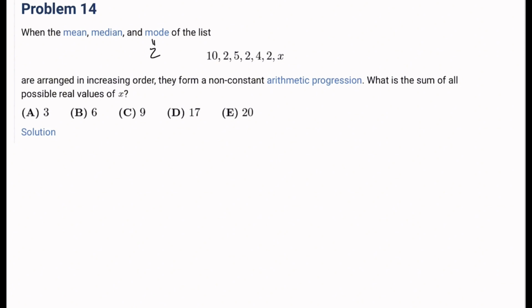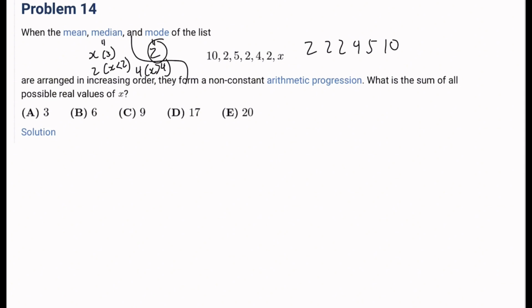And we want the mean and the median, right? And the median, if we arrange the numbers in order, we have 2, 2, 2, 4, 5, and 10, and we don't know where x can be, right? And so the median can be x when it is 3, or it can be 2 if x is less than 2, or it can be 4 if x is greater than 4, right?